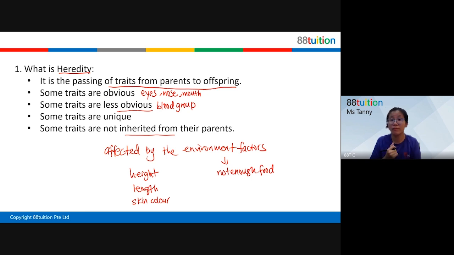So different. Any problem? So questions they can ask you in the exam will be like, oh, which of these traits are affected by the environment? Or they say, which of these traits are not inherited from parents? So they can ask questions like that, MCQ. Then you must choose the correct one. Any problem? So these are the possible exam questions that can come up from here.